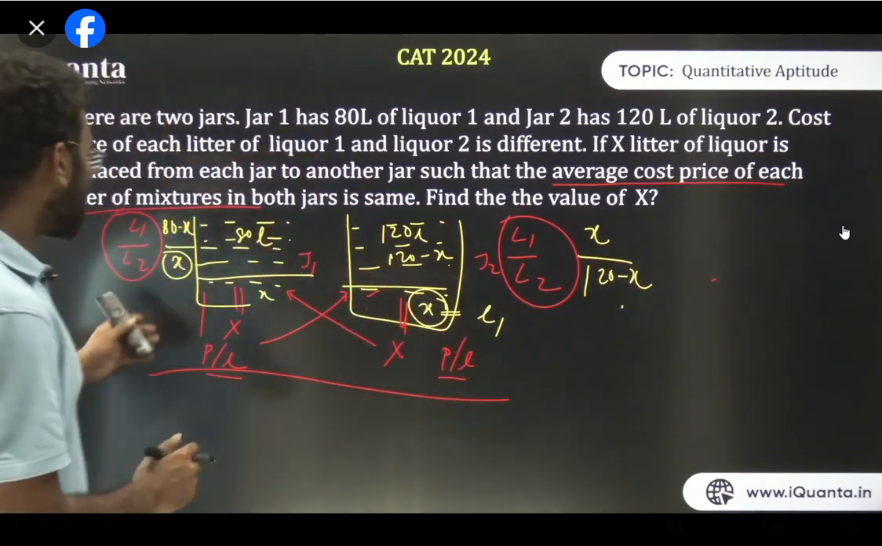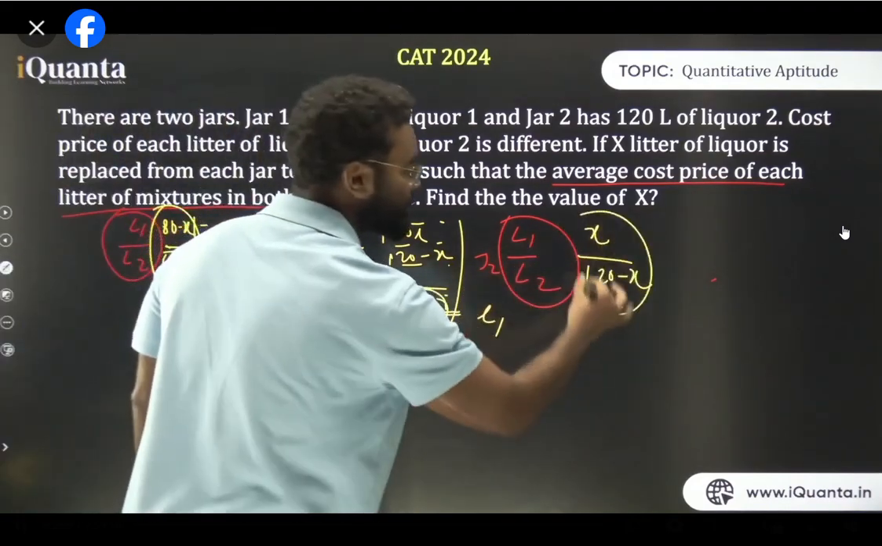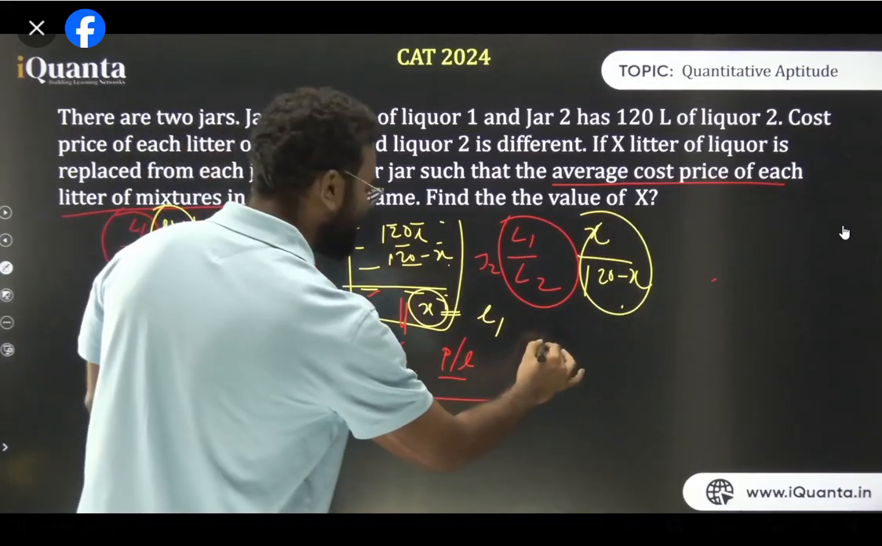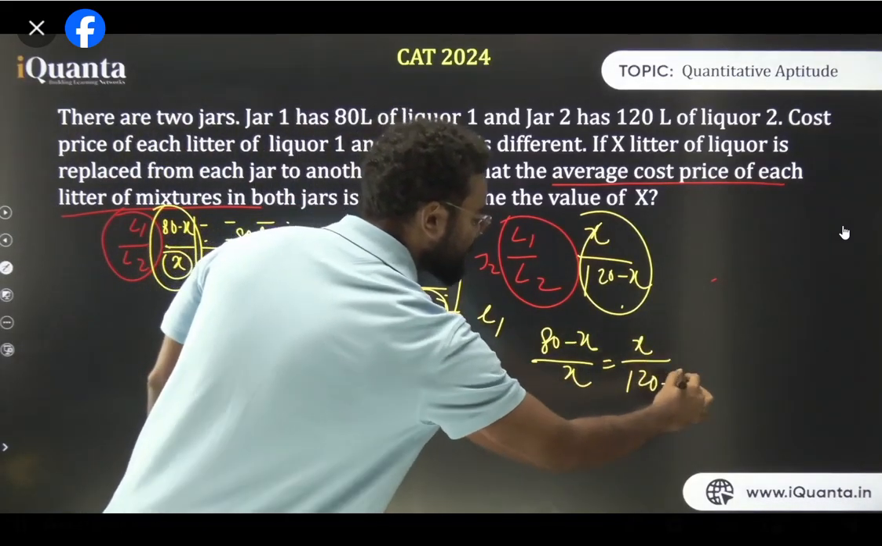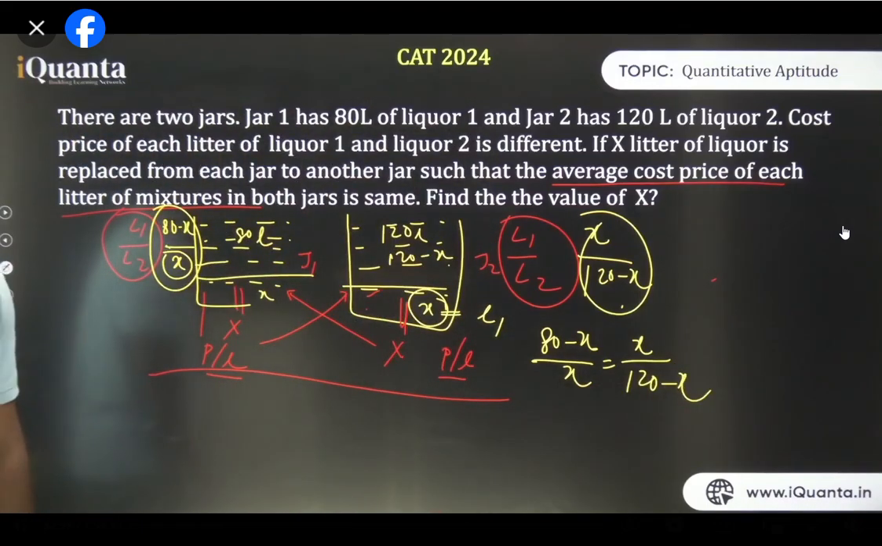Clear? Now, I have already told you these two have to be equal, the ratio has to be equal. So I can write (80 minus x) upon x is equal to x by (120 minus x). Yes or no? I can write this? Yes, now if you solve it, you'll get your answer.